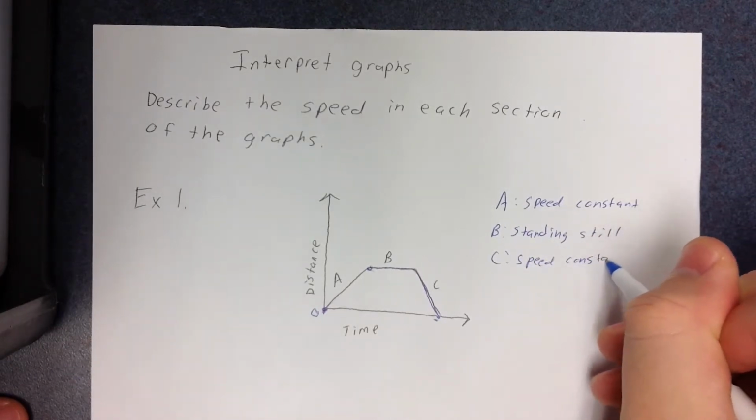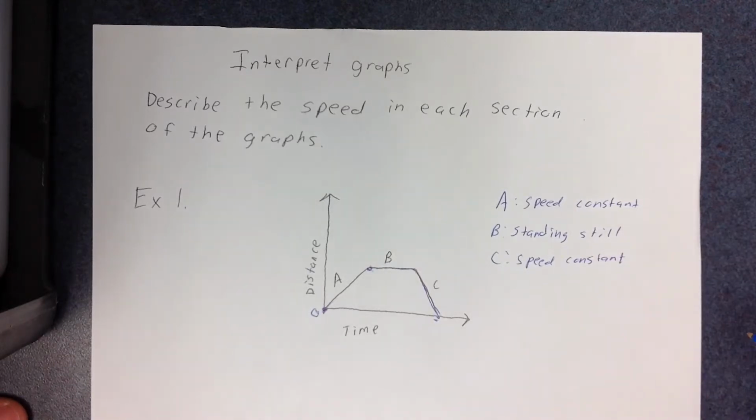Now, if they had given me numbers, I could have figured out the speed, could have found the slope, and that would have told me how much distance they're covering per unit of time.